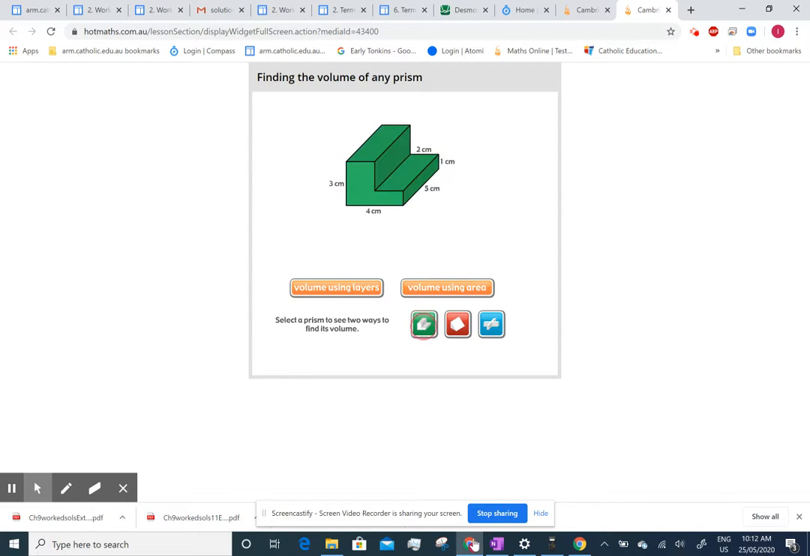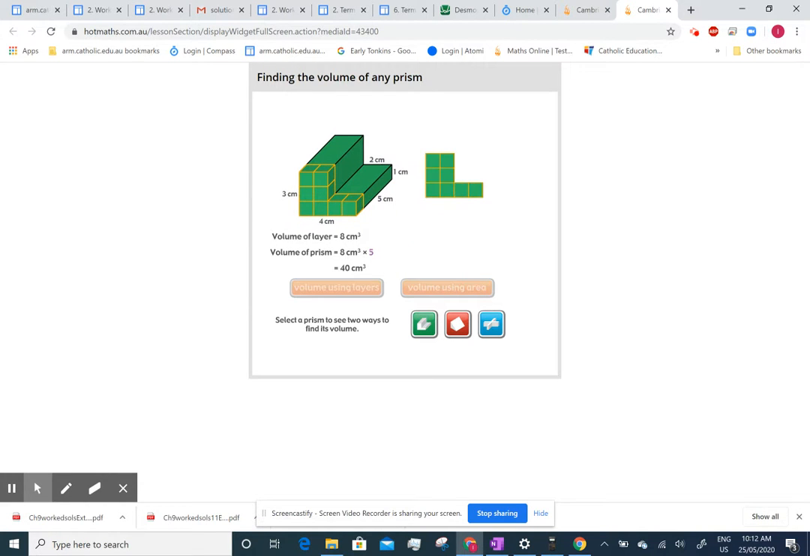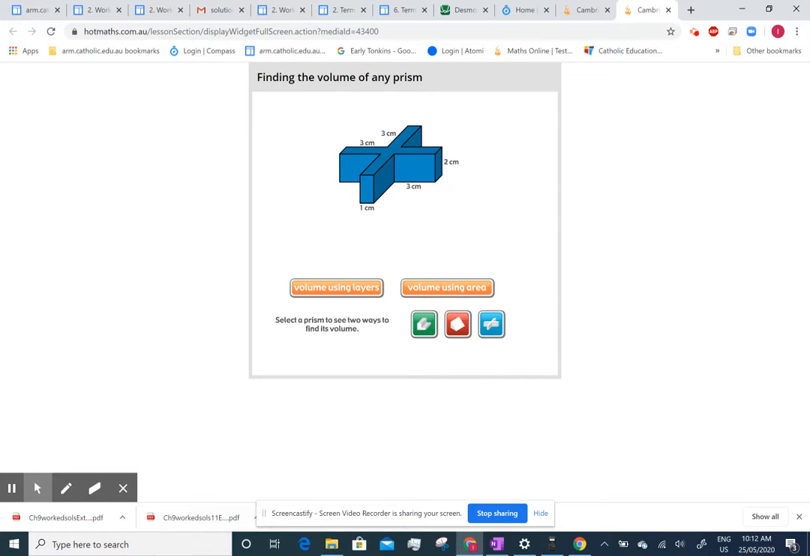Let's try this one, which is a prism. Let's do layers. Okay, so we find how many volumes in that layer, and we count how many would there be? 5. And we get 8 times 5 is 40. But if we use the area formula, and this is why it works, we just say, well, what's the area of the front face? It's 8, and it goes back 5.